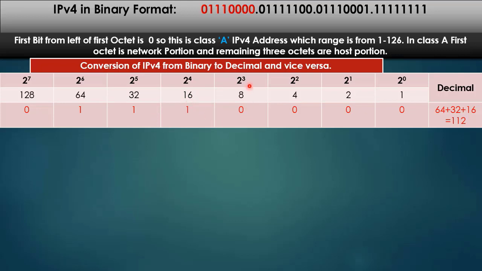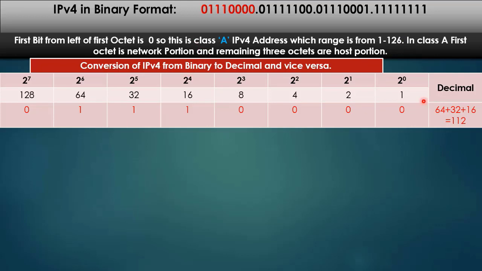0 multiplied by 8, answer is 0. 112 plus 0, answer 112. Then 0, then 0, then 0. So here we add the on bits that are 64, 32 and 16, so we get the result 112. As we know that the class A range is from 1 to 126, so 112 is the address of class A.